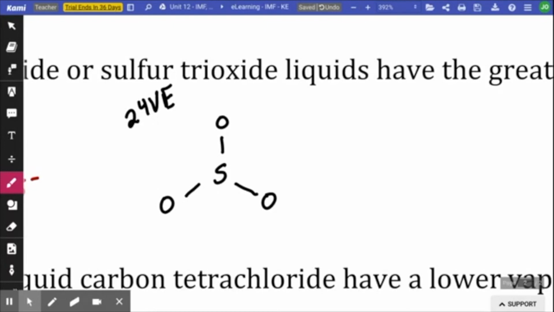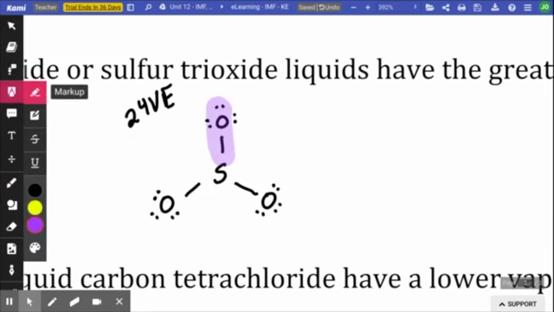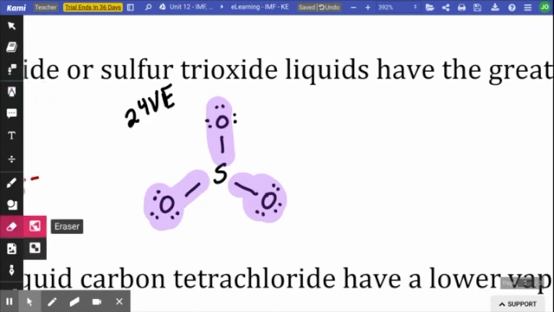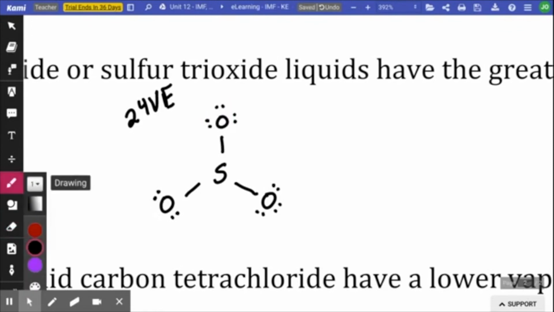Fill your outer octets. 1, 2, 3, 4, 5, 6. 1, 2, 3, 4, 5, 6. And 1, 2, 3, 4, 5, 6. That's 8, 16, and 24. Okay, so not quite enough there. Or we have enough valence electrons, but the sulfur doesn't have enough valence electrons. I can't add any more, so I'm going to have to take 2 away from something and share. So I took 2 from that oxygen, and I'm going to share it.